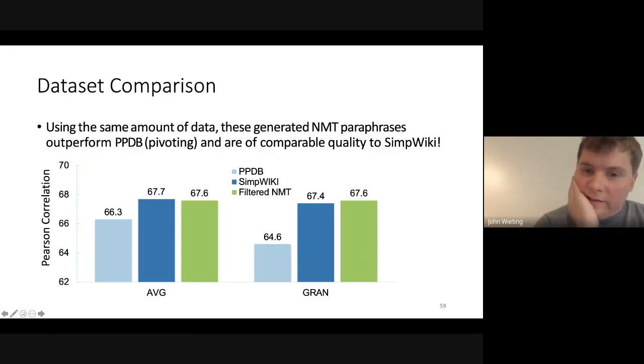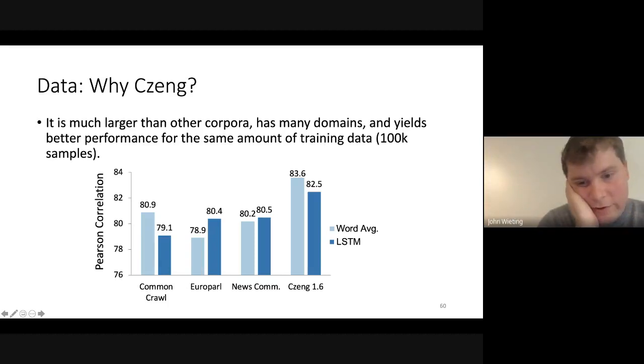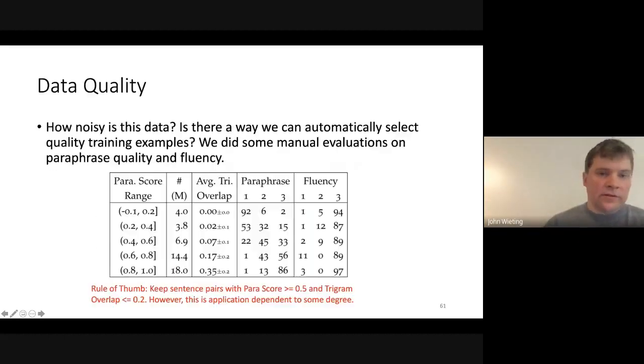Then using this NMT, you filter a little bit to remove the noise, i.e. translations that don't work, or sometimes misalignments in the translation data, but you just remove that stuff, which is pretty easy to do. The performance matched SimpleWiki on our averaging and GRAN models. Moreover, we investigated other common corpora like Common Crawl or Europarl, and we just found CzEng to be far better once you do an apples-to-apples comparison.